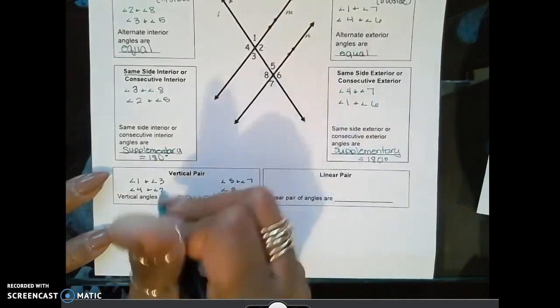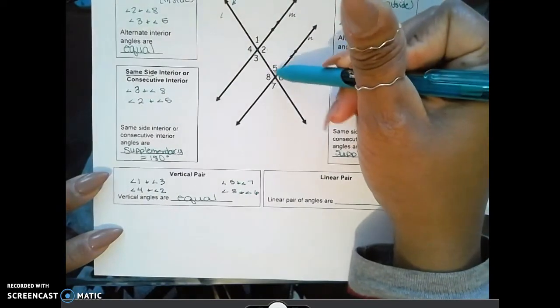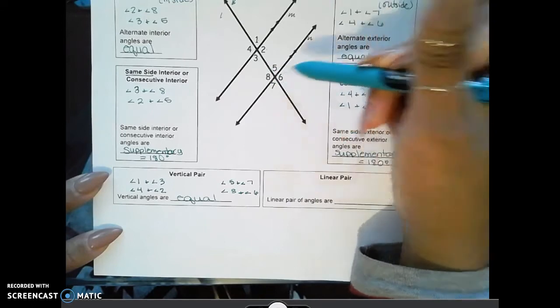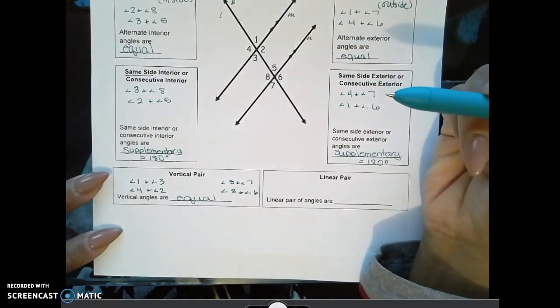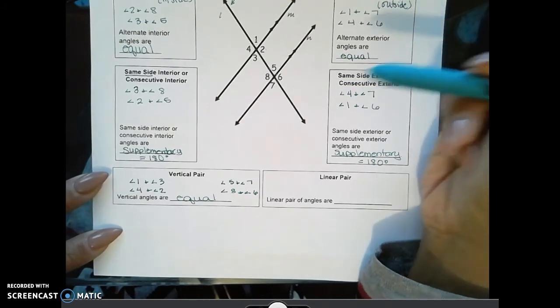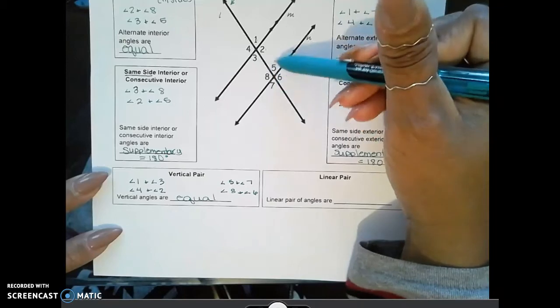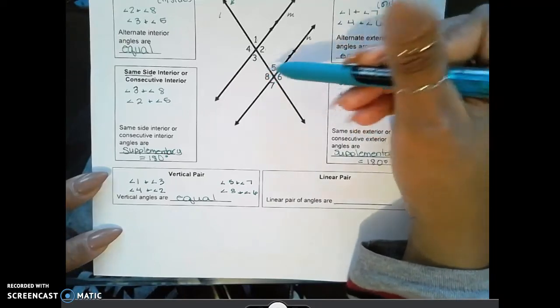So remember, our vertical pairs, they're just opposite rays. So 5 and 7, they're the opposite rays. And they also will be equal. That is different from our alternate interior and exterior. We're just going with the opposite rays on the parallel line and the transversal.